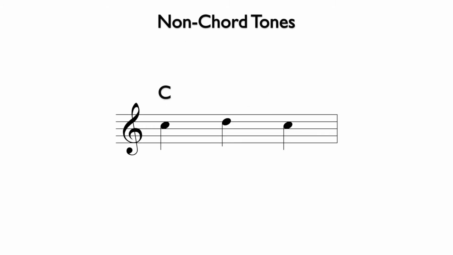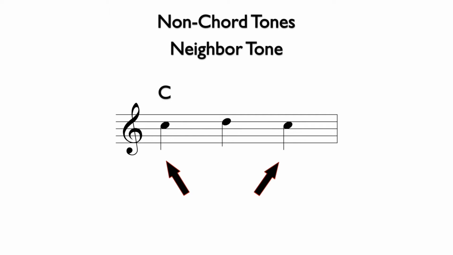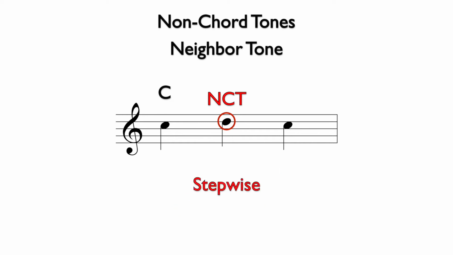Here we have an example of a neighbor tone. Notice that C is part of a C chord, so the two C notes are chord tones. The D note is a non-chord tone. Like passing tones, neighbor tones move stepwise, but a neighbor tone begins and ends on the same note. Therefore, the D is a neighbor tone. To be more specific, D could also be called an upper neighbor tone because it is higher than the C.